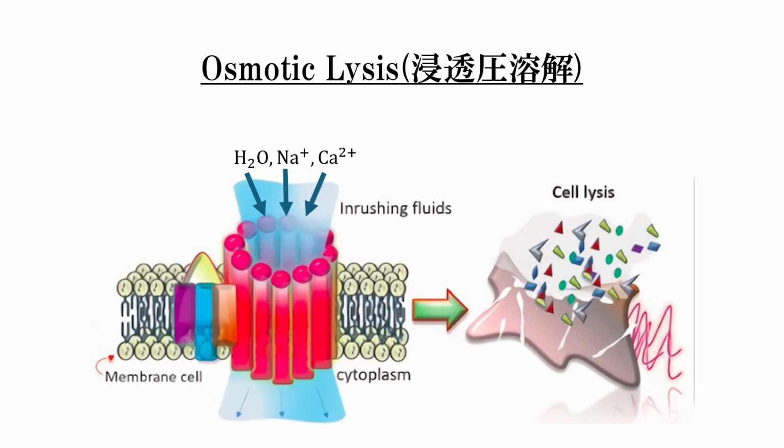The MAC forms transmembrane pores, permitting water and ions, particularly sodium and calcium, to enter the cell. This quickly causes the osmotic pressure inside the cell to become very high. This pressure induces cellular swelling and rupture. This entire process is known as osmotic lysis.